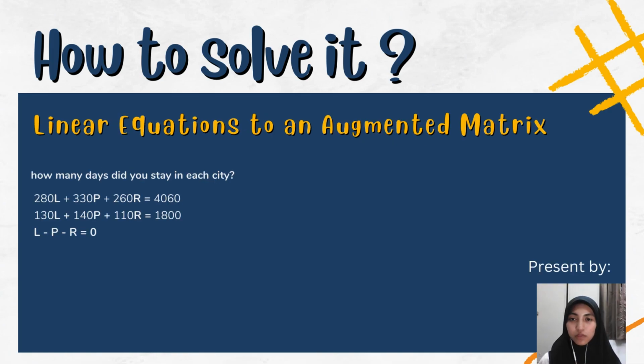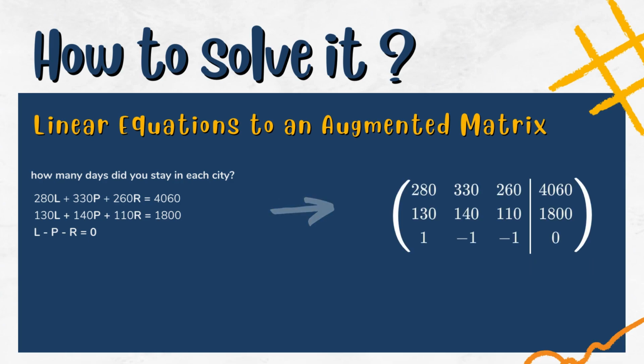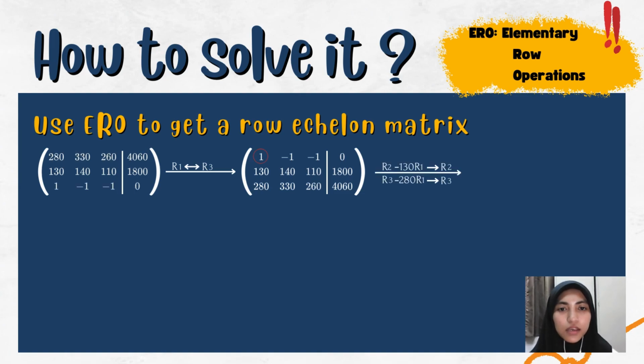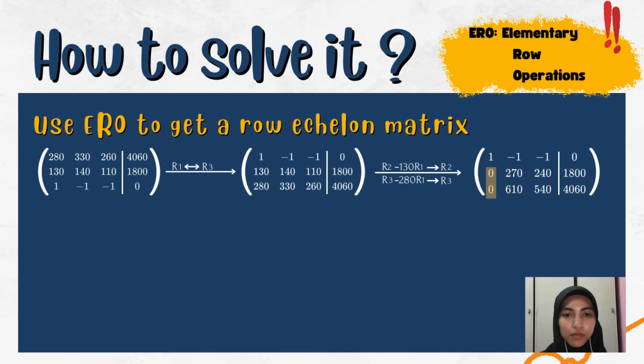After transforming the information into a system of linear equations, we need to change the system into the augmented matrix. First step, to get a leading one, we need to interchange row 1 with row 3. Second step, we need to multiply row 1 by 130 and subtract from row 2. Then we multiply row 1 by 280 and subtract from row 3. Therefore, under the first leading one, we get 0 values.